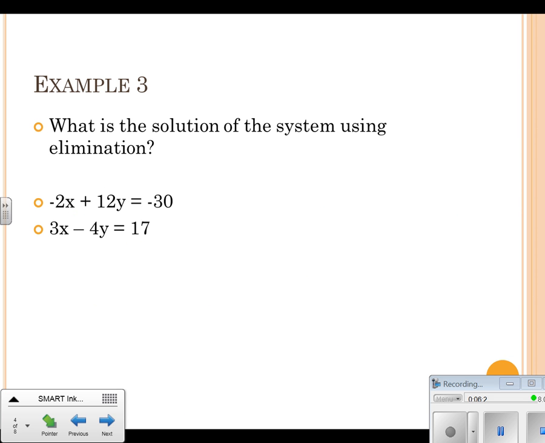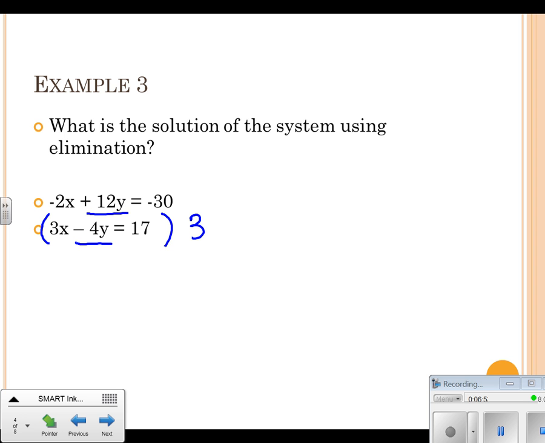Here's another system where we have the x's lined up, the y's lined up, and the constants lined up. Well, pretty much. And we see that we don't have opposites, so nothing's going to eliminate right away. So on this one, what I would do is multiply everything on the bottom by 3. That's one option. If I multiply everything on this bottom equation by 3, I'm going to get a negative 12y, which is the opposite of 12y.